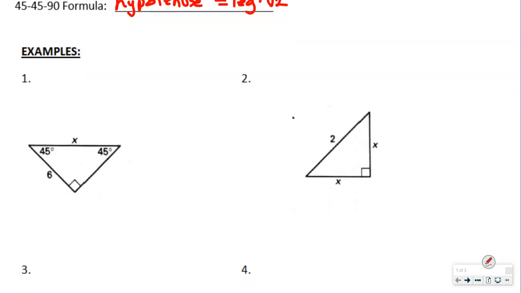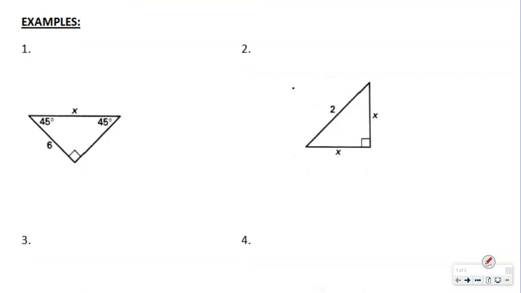So in our first example, we see that it's 45, 45, 90. We have a value of x at our hypotenuse and 6 at our leg. So we know our hypotenuse is the leg times the square root of 2. So x would equal the leg, 6, times the square root of 2, which is just 6 square root of 2.